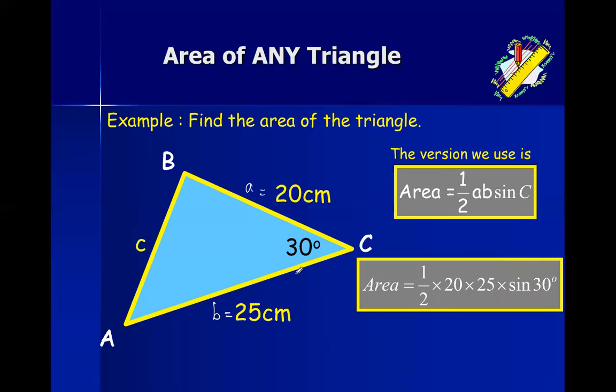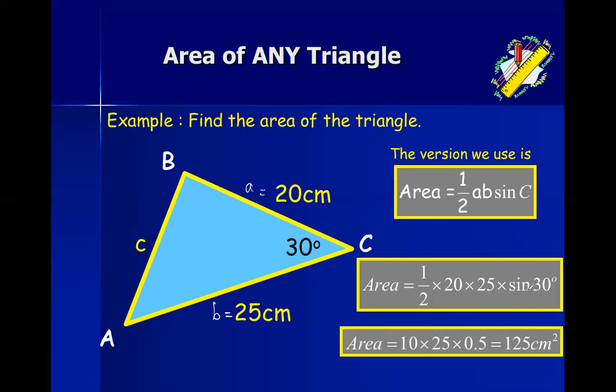So you do the calculation, type that in your calculator. Half of 20 is 10. 10 times 25 is 250. Sine 30 is a half. So half of 250 is 125 centimeters squared.